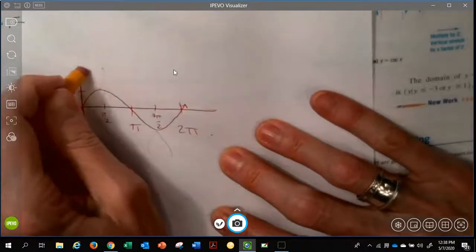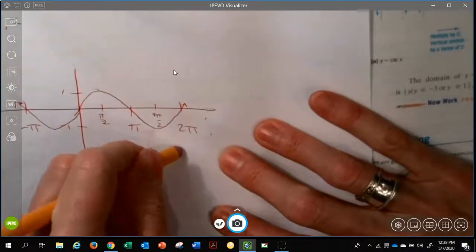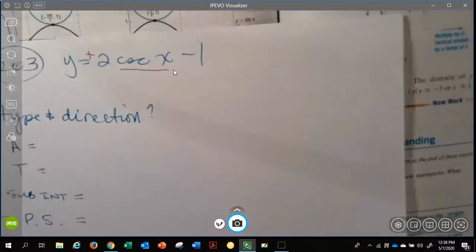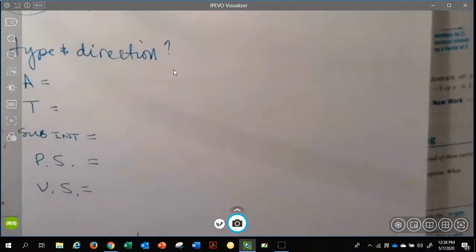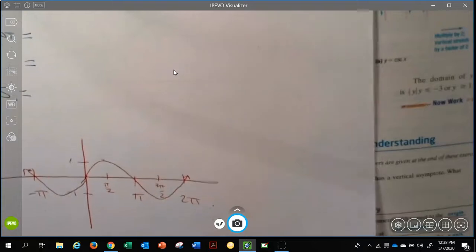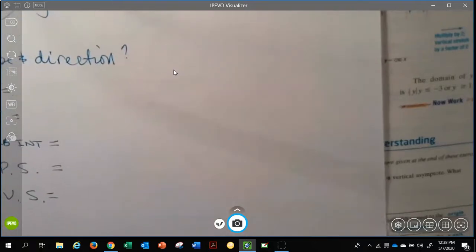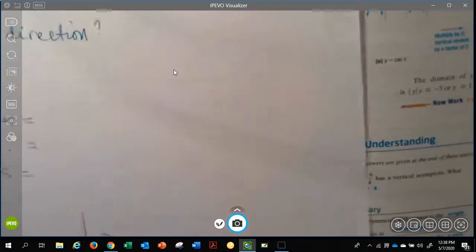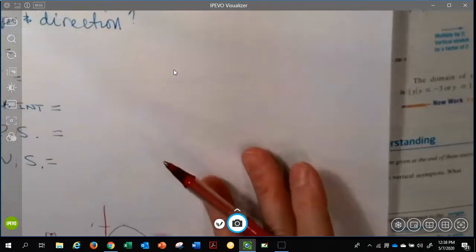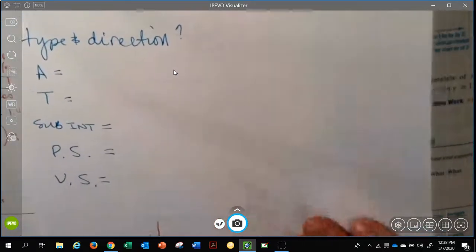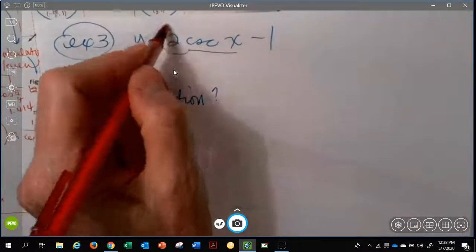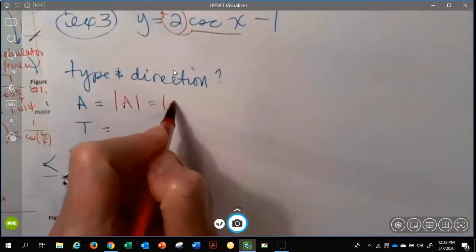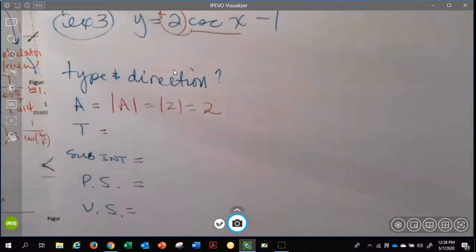But we've got a little bit more going on, so let's set the foundation before we start doing our parabolas. The first thing I ask myself is what type and what direction. It is going to be cosecant. It is based off of sine, and it's normal. It's not going down first, it's going up first. Then I will ask you on the test, what is the amplitude? The amplitude is coming from that number right there. We take the absolute value of it, and we get that it is 2.